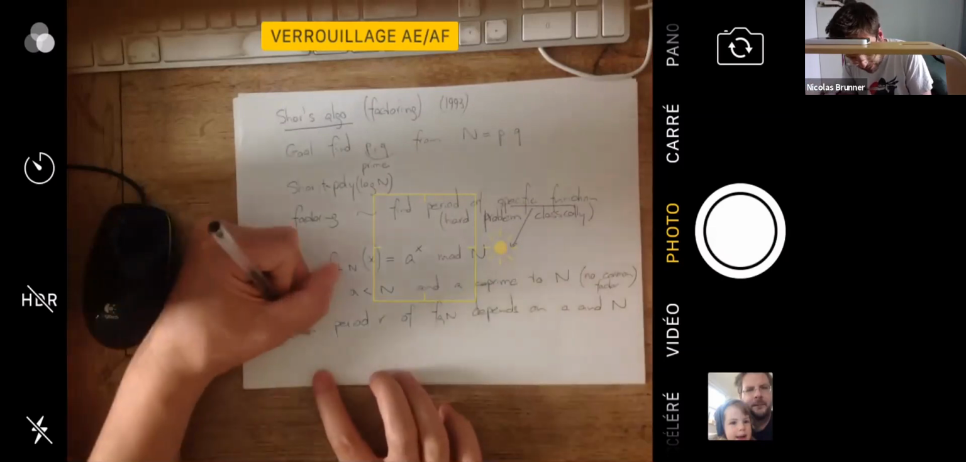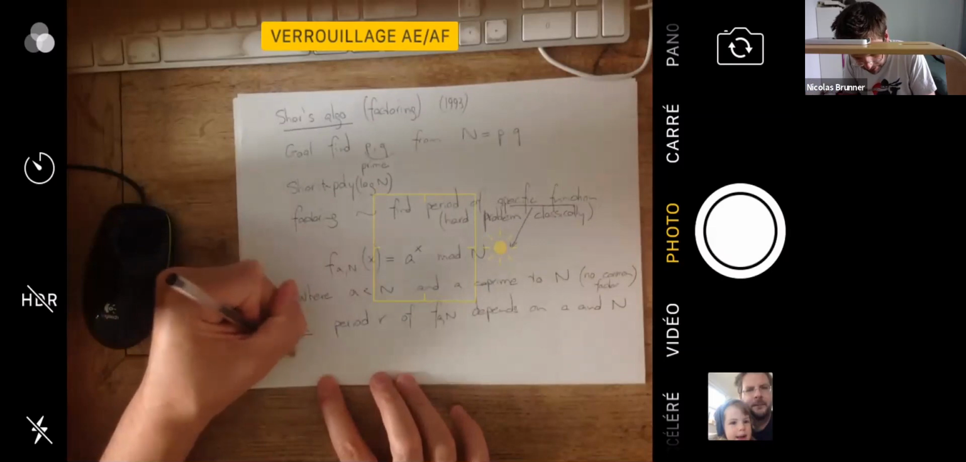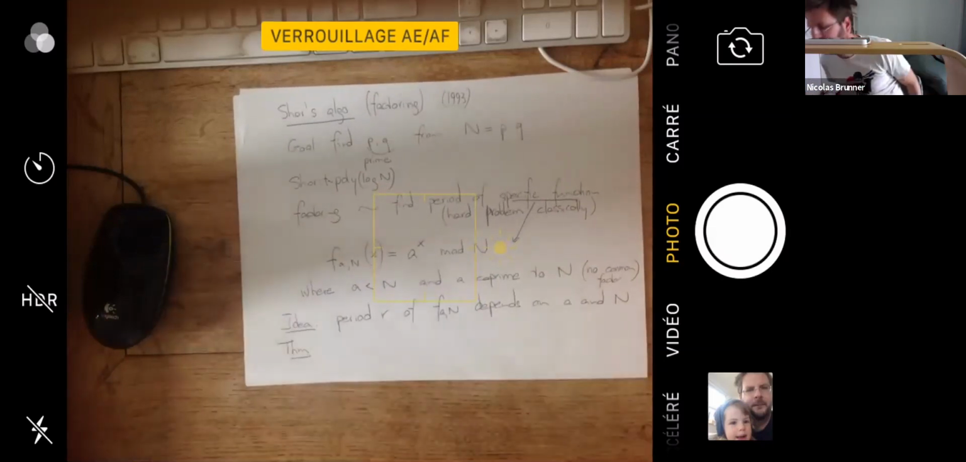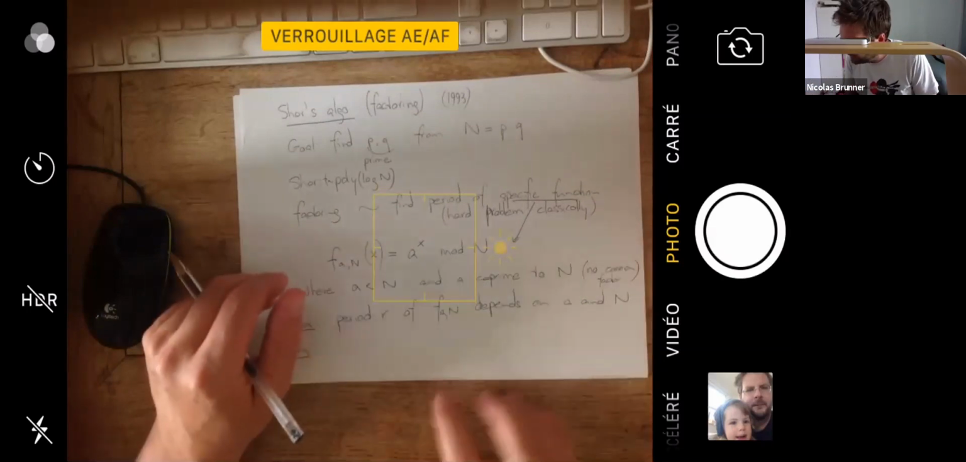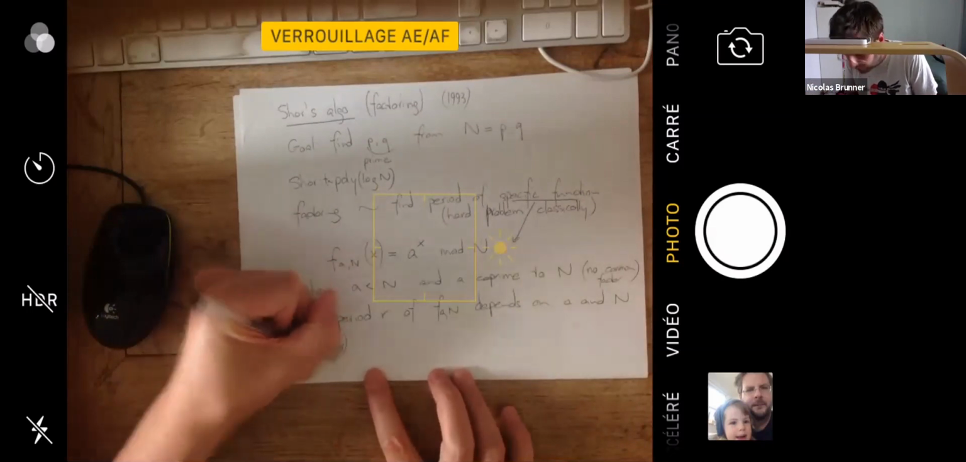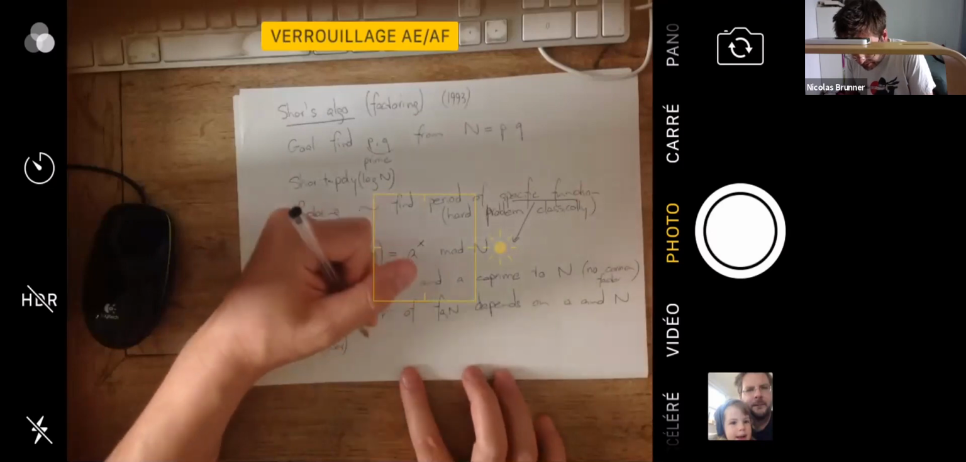So, okay, I won't go through the whole math of this because this is a bit too sophisticated given my knowledge of number theory. But here is the main idea. So this is a theorem due to Euler.